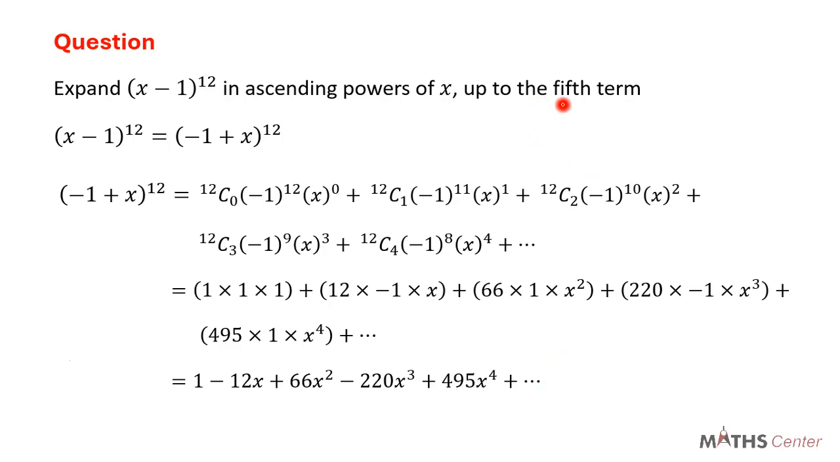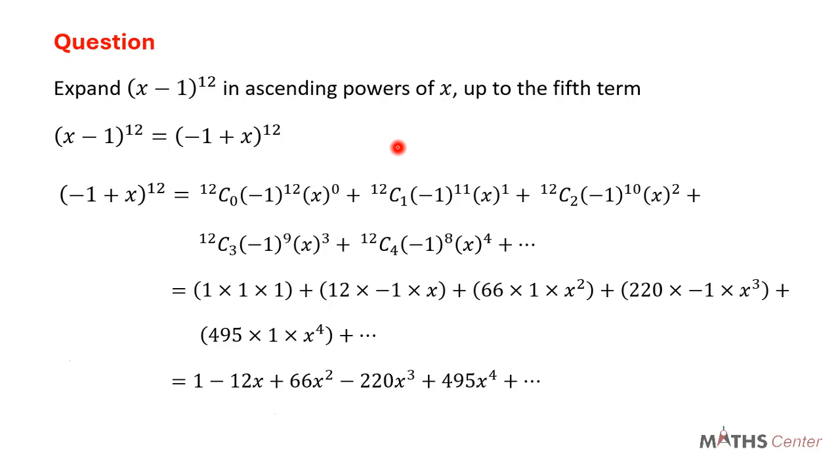But we are only ending at the fifth term because the question says that we should end at the fifth term. Now when you look at the expansion here, you can see that x is in ascending powers. So in the first term, we have x exponent 0, which is 1. That is why the x is not there. In the second term, we have x exponent 1, which is the same as x. In the third term, we have x exponent 2. In the fourth term, we have x exponent 3. In the fifth term, we have x exponent 4. So the powers of x are ascending.